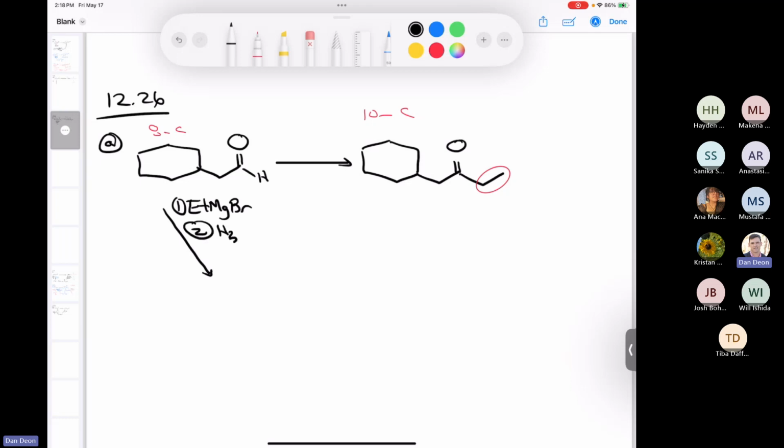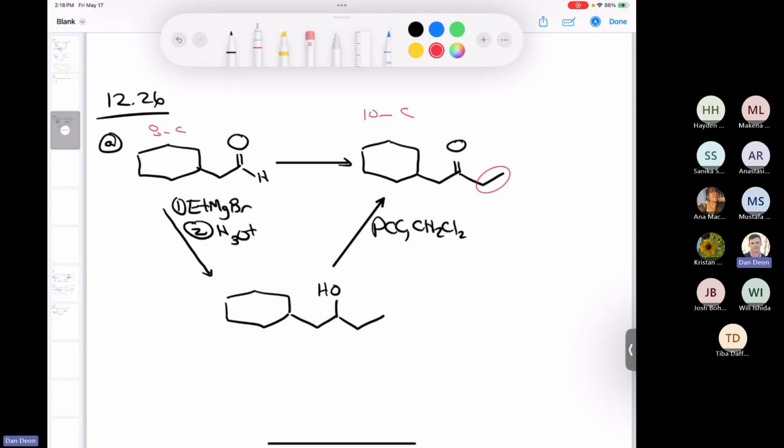Or you could put aqueous acid. Yes, let me just draw the intermediate. So you would end up with this alcohol. And then if you want to convert the alcohol into the ketone, you could really use anything. Anastasia, you put what? PCC? Yep, that would work. So PCC and dichloromethane, okay?